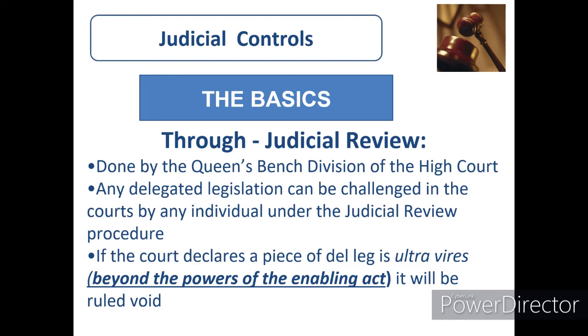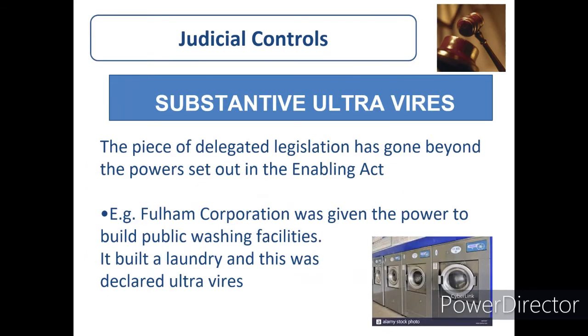Basically, any piece of delegated legislation can be challenged in the courts by any individual under this judicial review procedure. Courts don't have the power to amend delegated legislation or to change it in any way, but if a piece of delegated legislation is found to be ultra vires, that means beyond the powers, it will be ruled void, which means it will no longer exist. There are two key types of ultra vires, substantive and procedural.